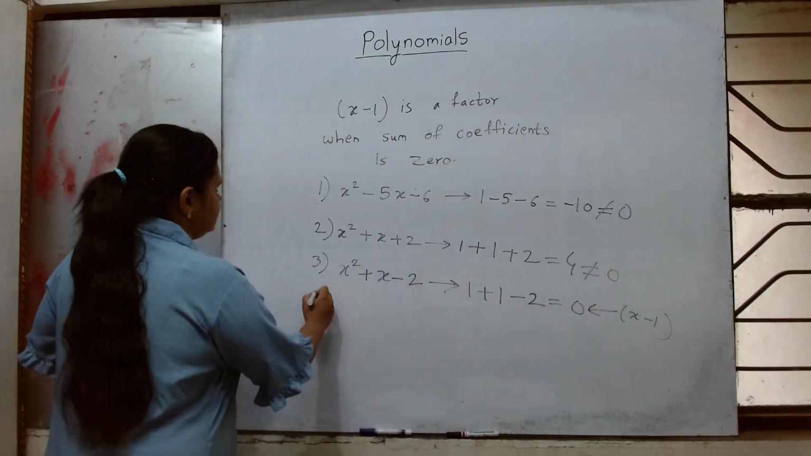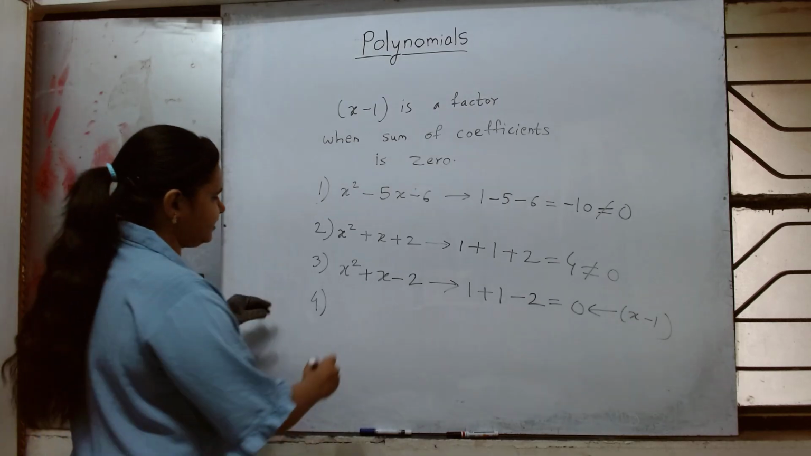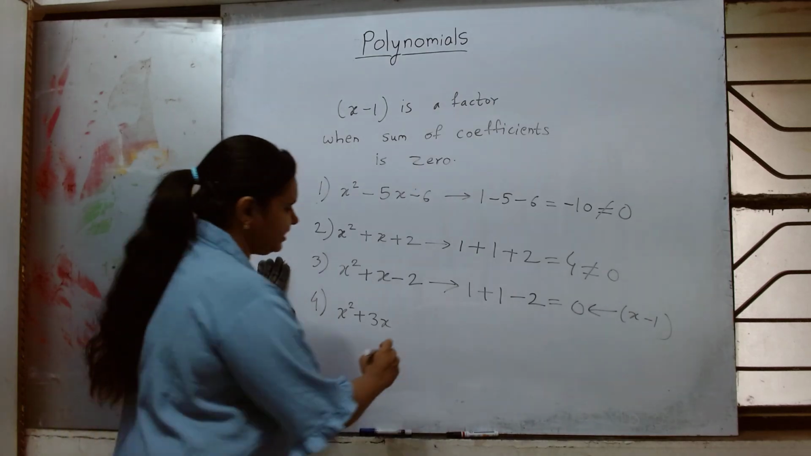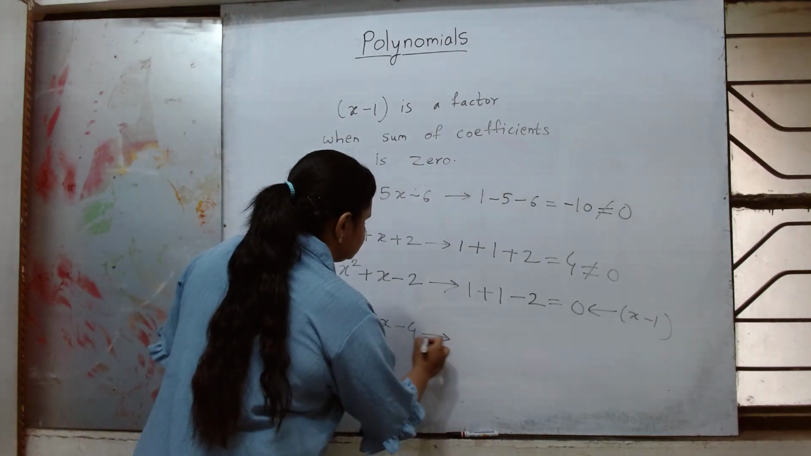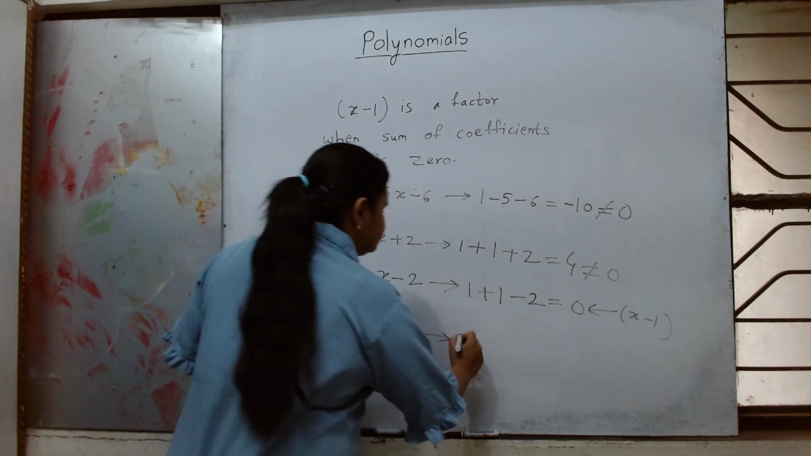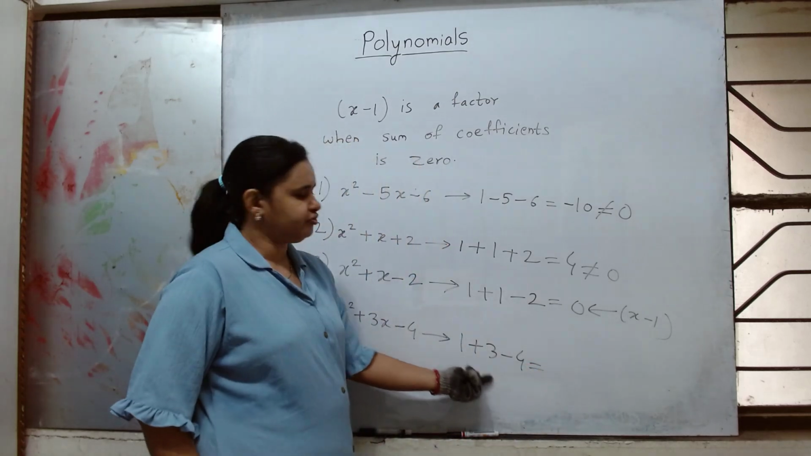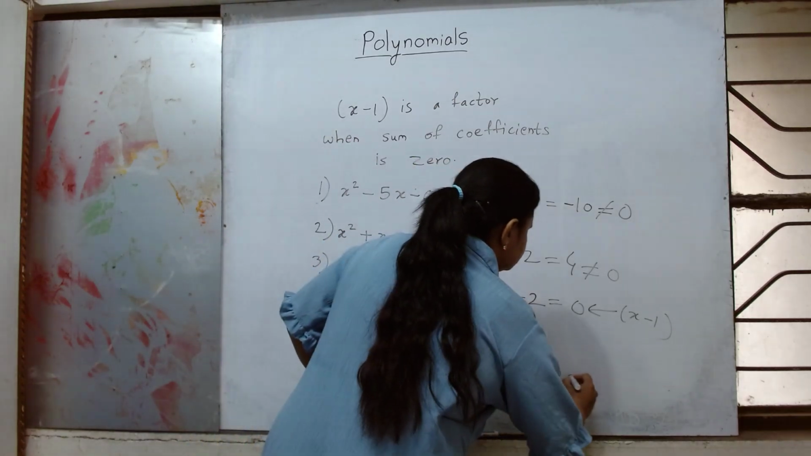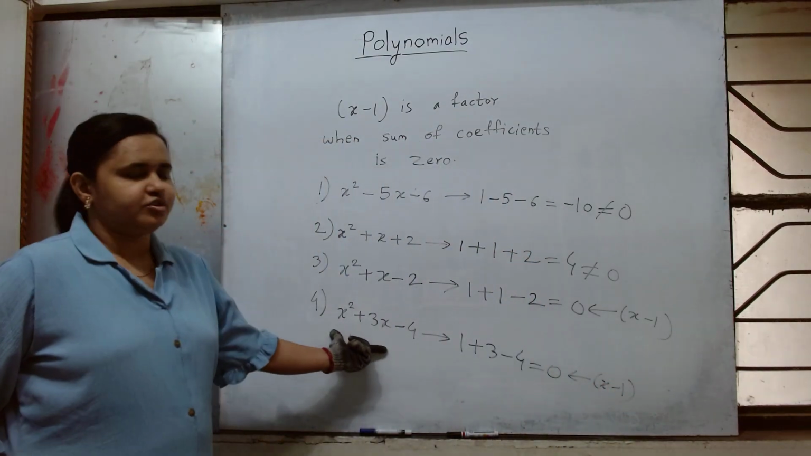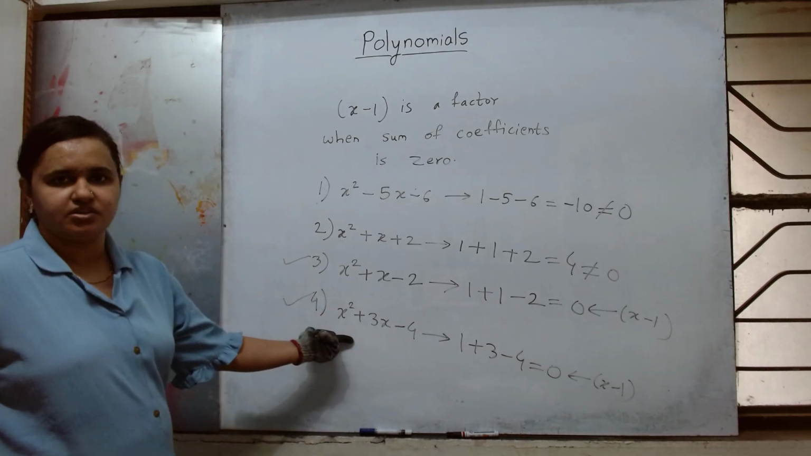Okay. Now check the fourth one, as it is a multi-correct choice question. X square plus 3x minus 4. Coefficients are 1, 3 and minus 4. 1 plus 3 minus 4. 1 plus 3 is 4, 4 minus 4 is 0. So this x minus 1 will be the factor of fourth polynomial also. So third and fourth are the factors of x minus 1. Okay.